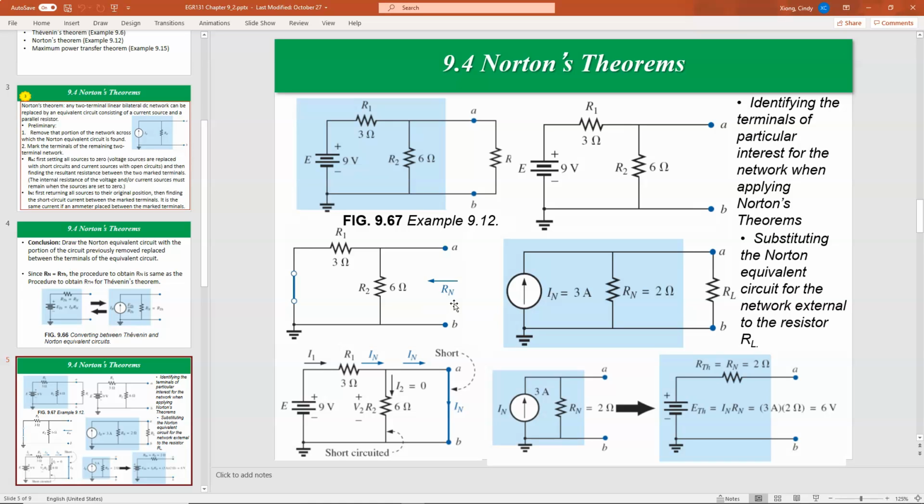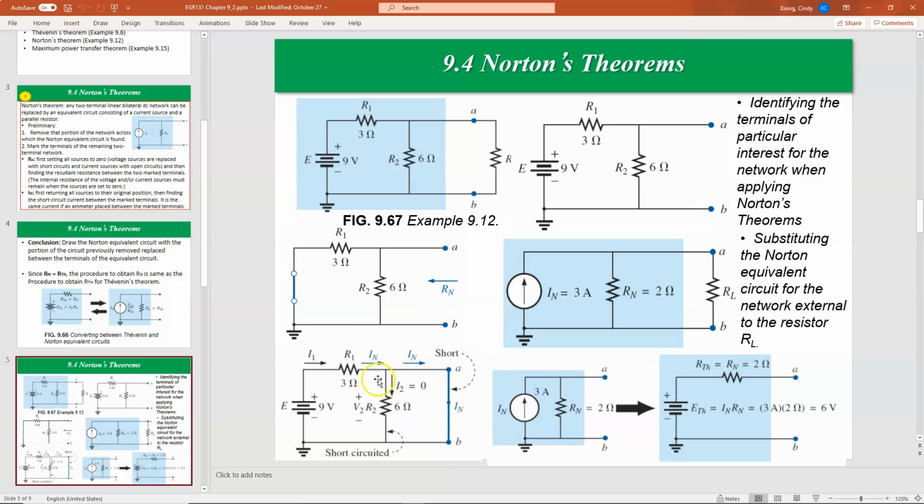You found the RN, and then you need to find the IN. To find the IN, you just need to place a short circuit between these two terminals, like what I do here. The direction of your IN is from point A to point B. So you need to find what your IN is.